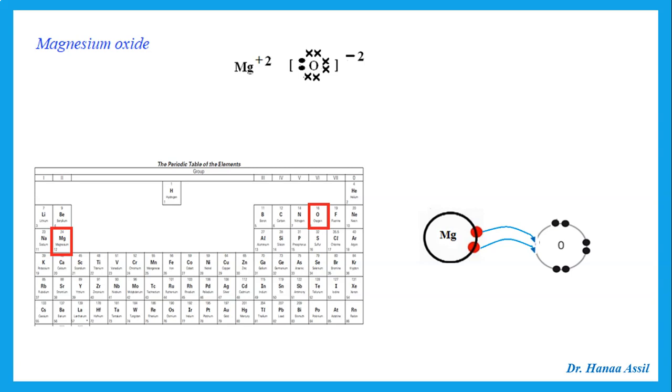Oxygen has 6 of its own. It needs 2 more. So we're going to give it the 2 that we got from magnesium. And that means it now has 2 extra negative charges. This is either written -2 or 2-. It doesn't make a difference. So this is my dot and cross diagram for magnesium oxide. The magnesium now has 2 positive charges. Do not forget the charges. The oxygen has 6 of its own plus the 2 it got from magnesium. That means it has 2 extra negative charges.